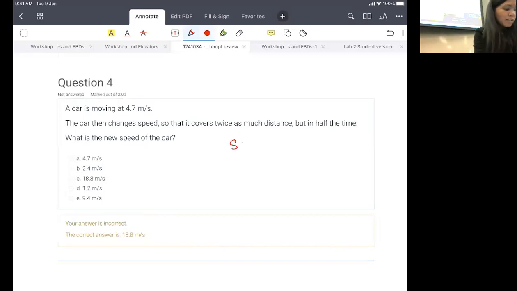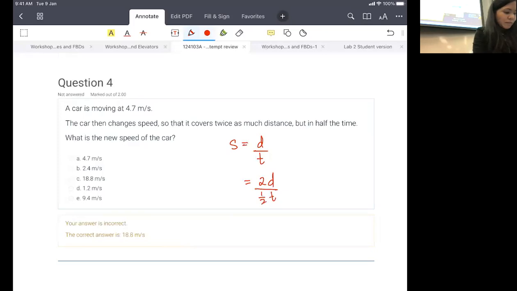So we know speed is equal to distance over time: distance covered divided by the time it takes. So you're covering twice the distance in half the time. So that means you should be moving faster, right? Because you're going farther, but with less time. Twice as much distance, but half the time, that means your speed is 4 times.